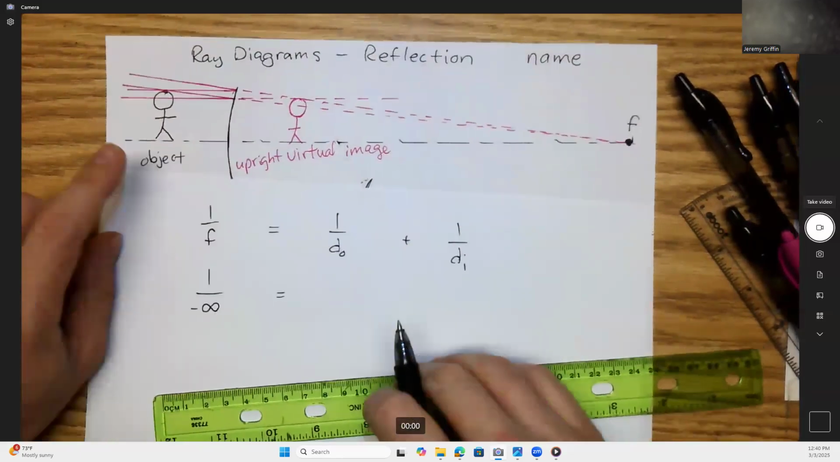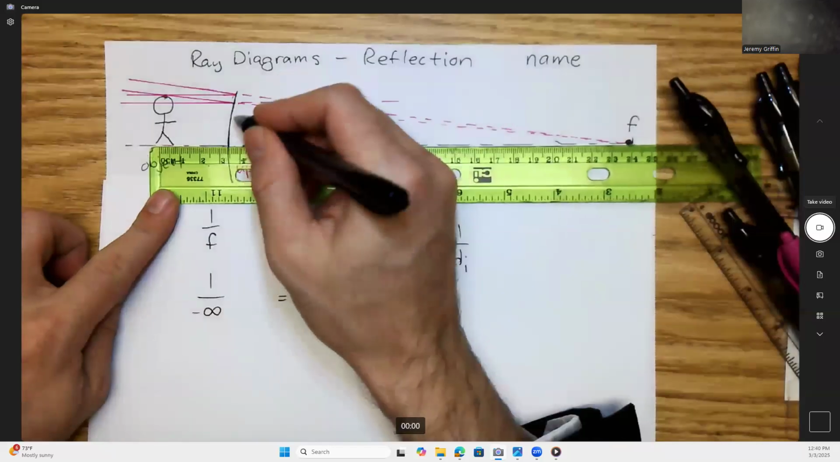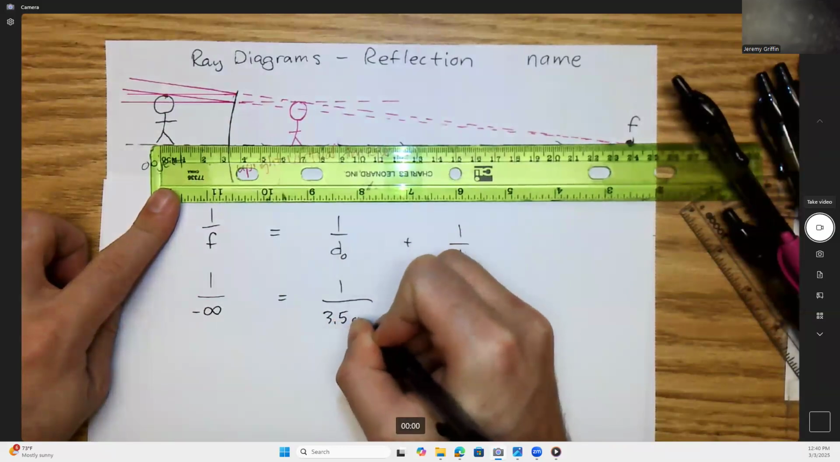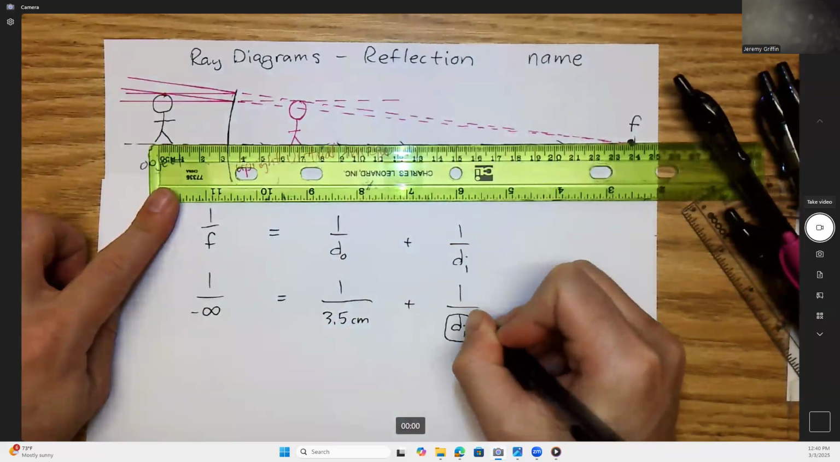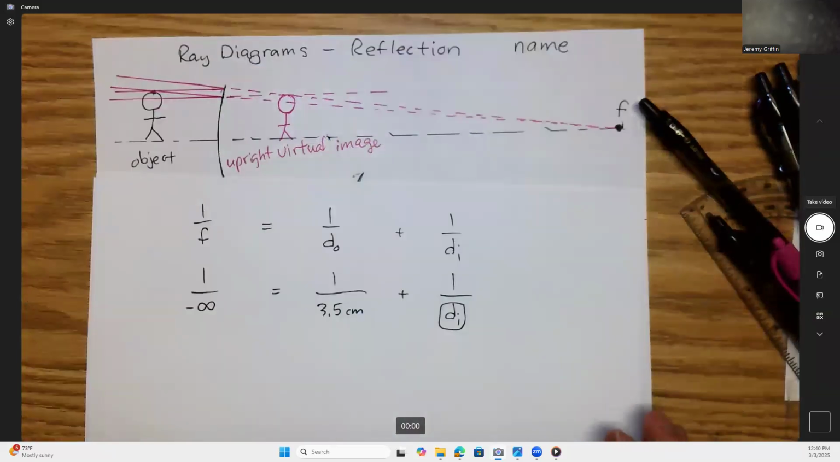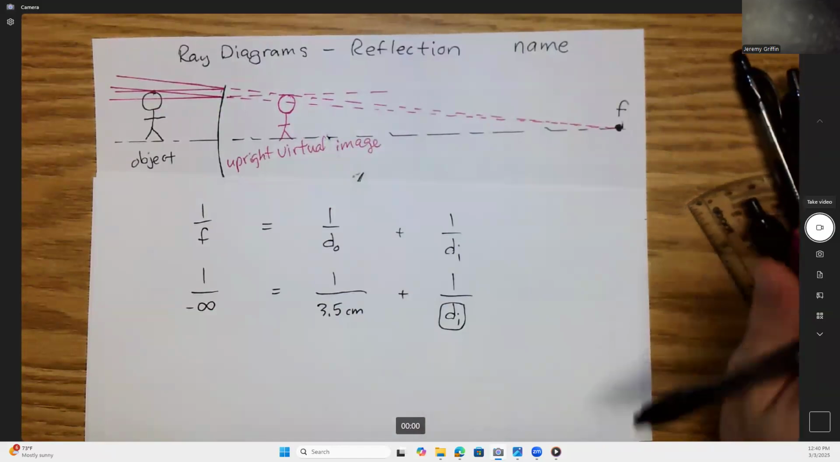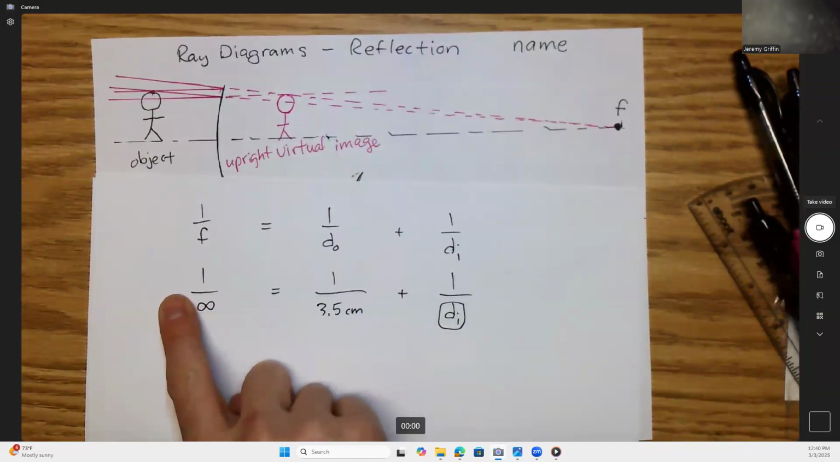Okay. 1 over distance object. Now, if this object is sitting about 3.5 centimeters from the plane, I'll do 1 over 3.5 centimeters. Okay, plus, and let's say I want to solve for where is the image, distance image. So I'm going to solve that algebraically, and we'll see how close that is aligned to the ray diagram. You guys got that? Okay. So who can tell me, guys, what is 1 over infinity?